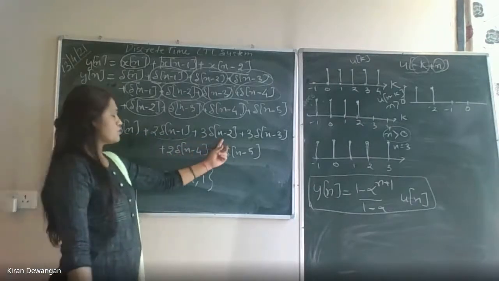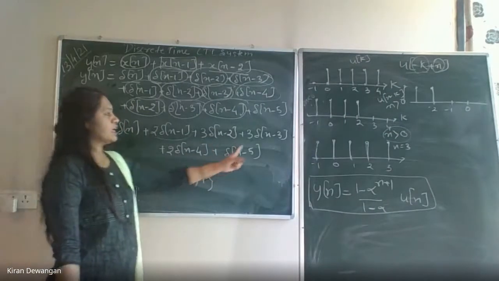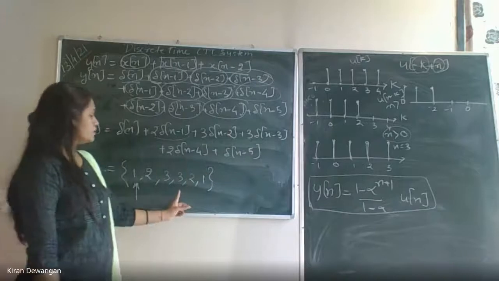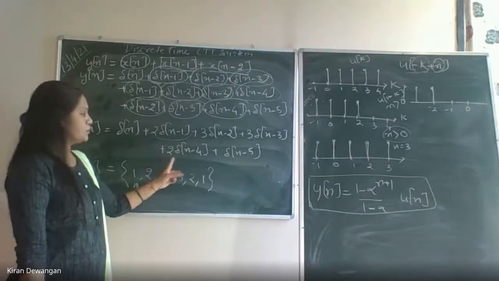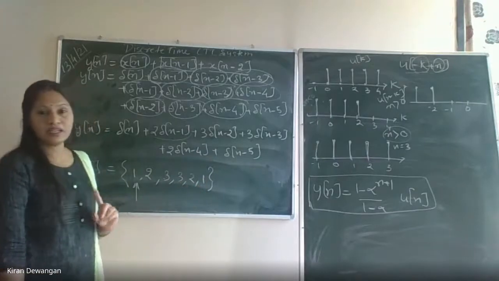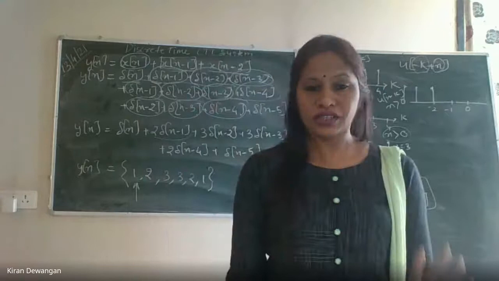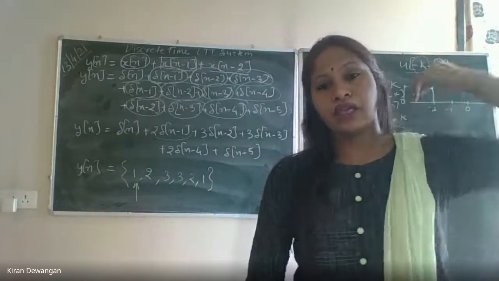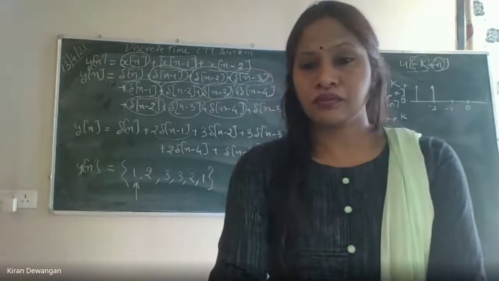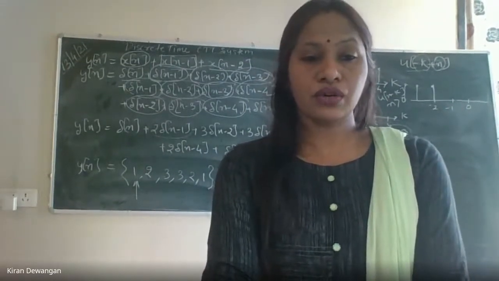At n equals to 2, the value is 3. So I have written 3. At n equals to 3, the value is 3. So I have written 3. At n equals to 4, the value is 2. So I have written 2. n equals to 5 पे, again it is 1. Now I guess this part is clear to everyone. Anyone who is still not clear with this, इसको कैसे solve करना है मैम? Clear now everyone? No one has any doubt? Okay. ठीक है. Now let us do another question.